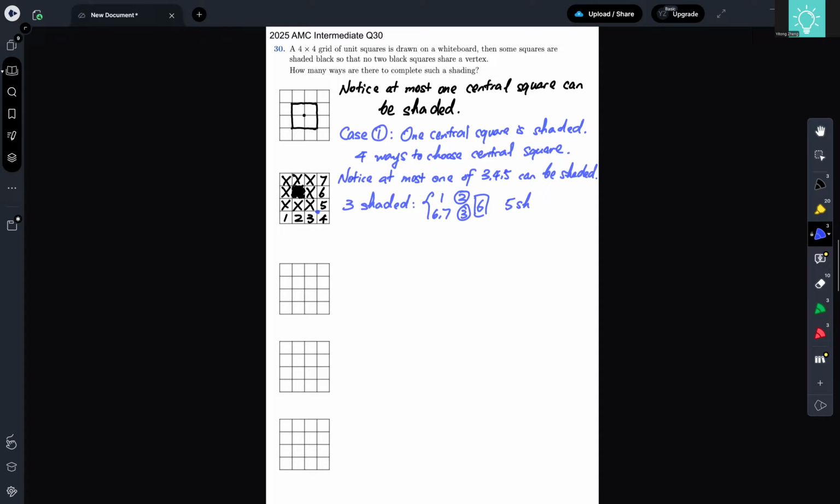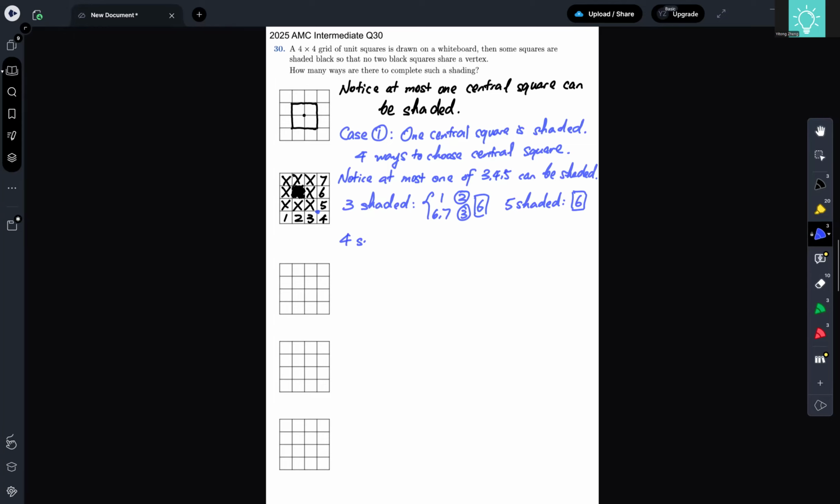Similarly, what happens if 5 is shaded? I can argue that there's also 6 just because of symmetry. If 5 is shaded, then 3, 4, and 6 are not shaded. I have two ways to decide whether 7 is shaded, and out of 1 and 2, I can shade neither of them or one of them, which is 3 ways. So 2 times 3 is equal to 6.